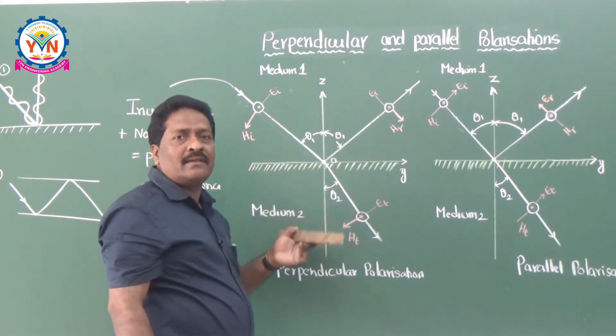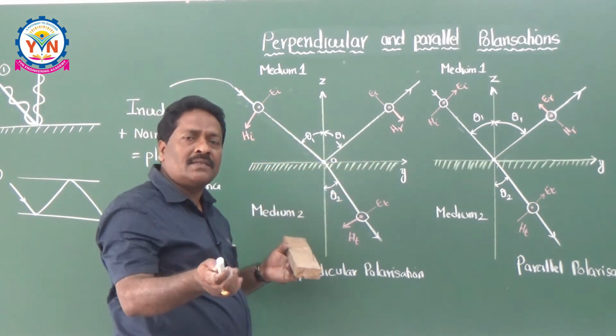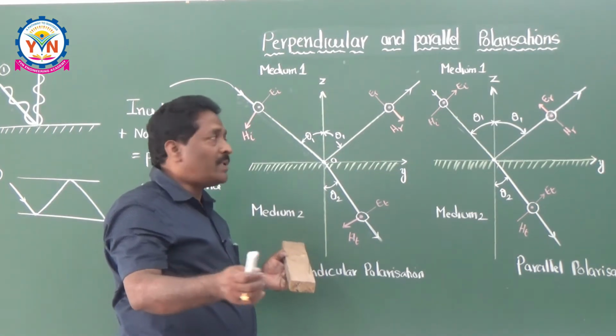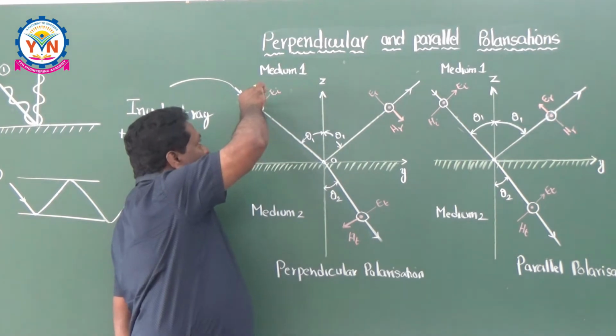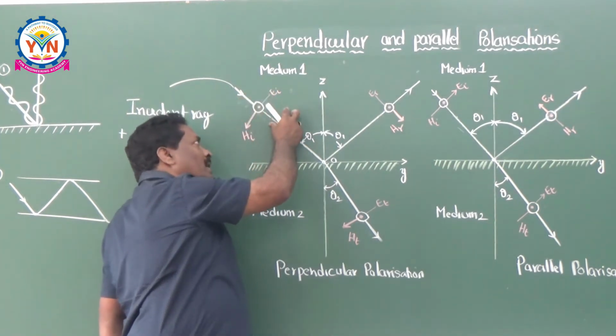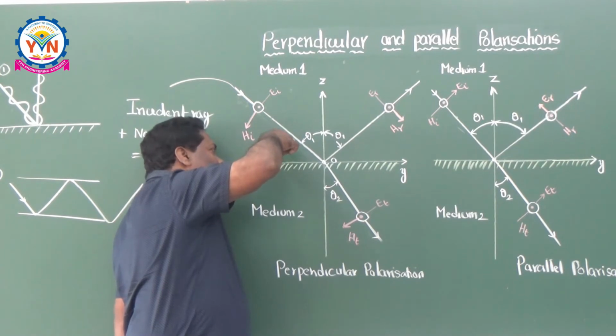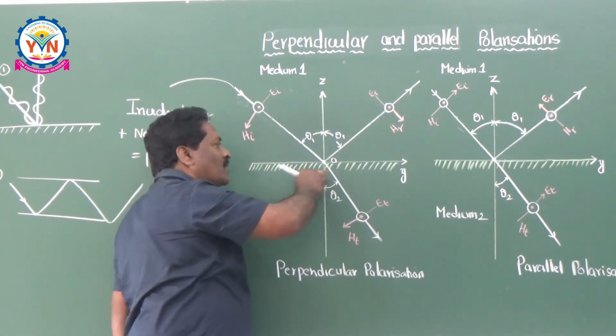So what does it mean? Perpendicular polarization and horizontal polarization are the same. But this perpendicular is the name given with respect to the plane of incidence, and this horizontal polarization is the name given with respect to the boundary surface.